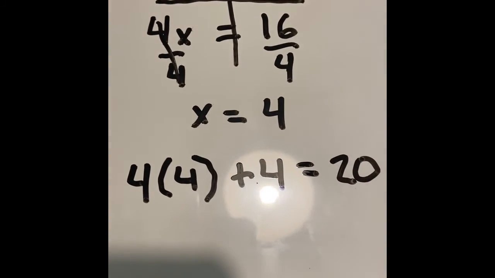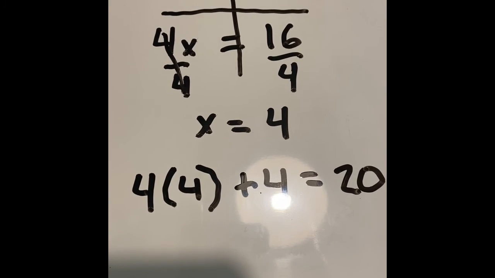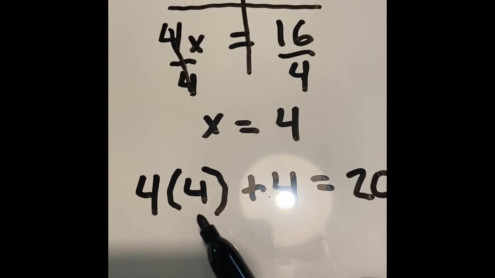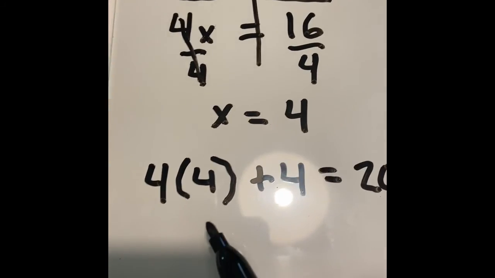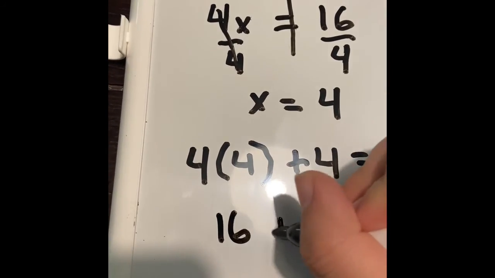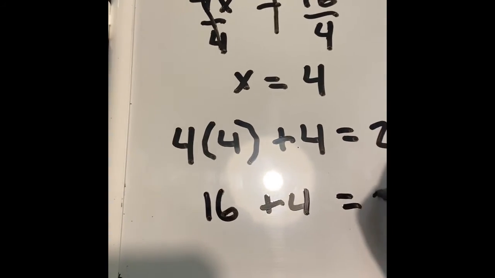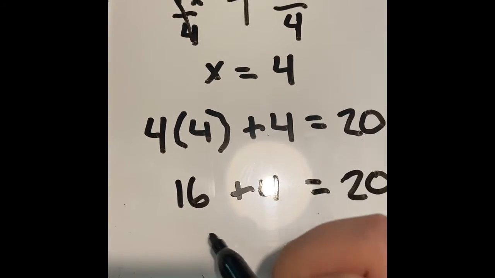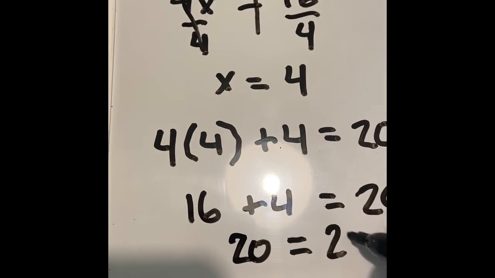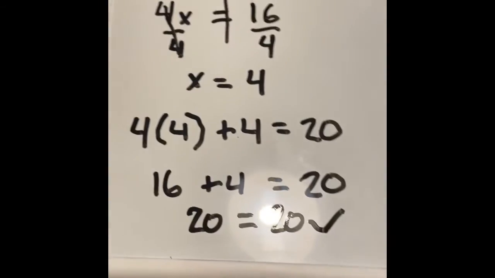All right, and if we remember our GEMDAS rules, we'll obviously do the grouping, or in this case, multiplication, I suppose. So 4 times 4, 16, plus 4 equals 20. So 16 plus 4, that's 20. And 20 does in fact equal 20. So we got that one right.